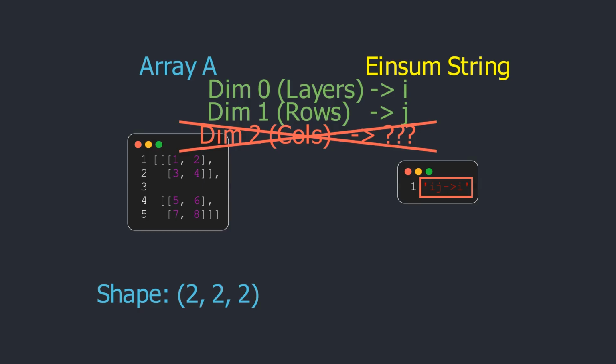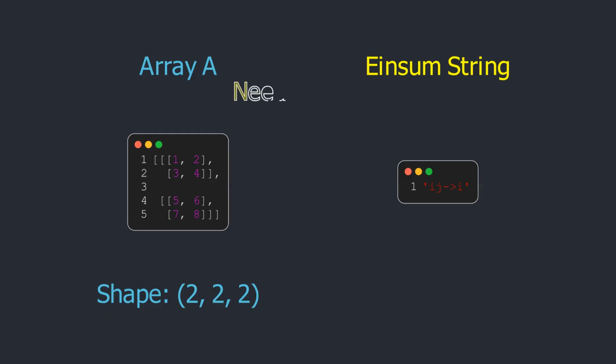Axis 2 is orphaned. Unlike other NumPy functions, einsum requires explicit labeling. It does not automatically ignore extra dimensions. It crashes. To fix this, we must provide a label for every single axis. We need 3 letters for 3 dimensions. Let us add k. Our new string is "ijk->i".